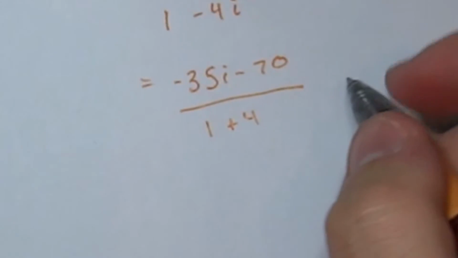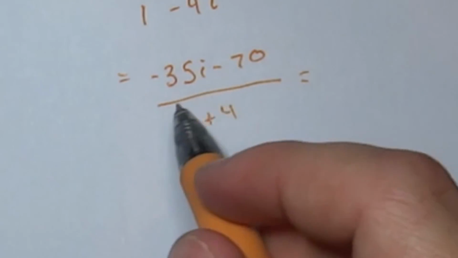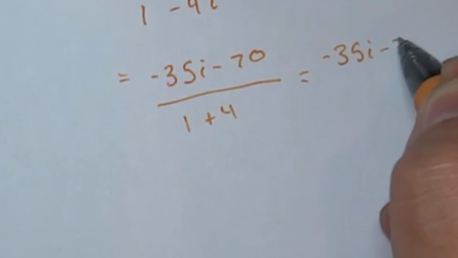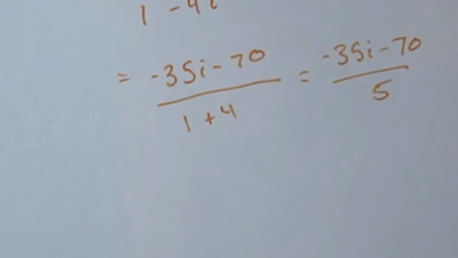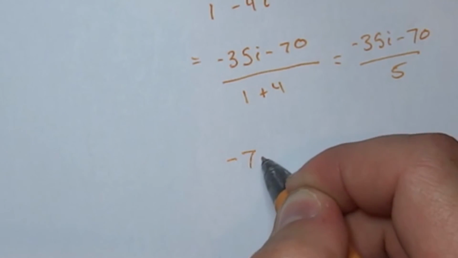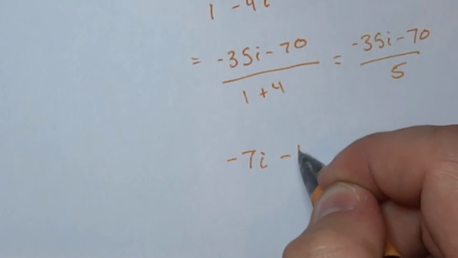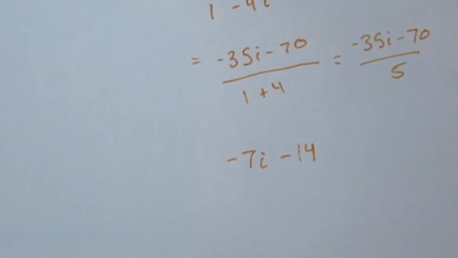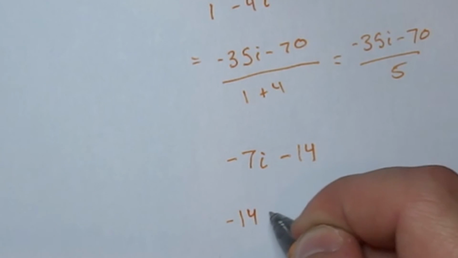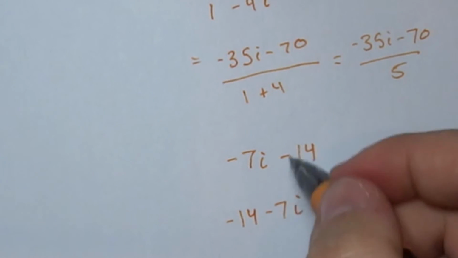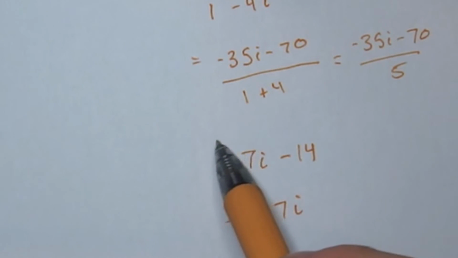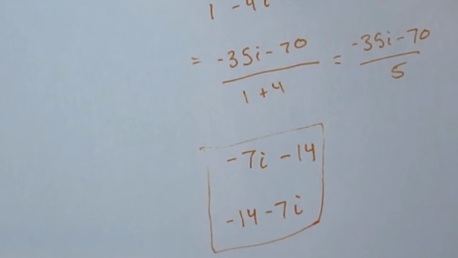And what does this simplify to? Well, it becomes negative 35i minus 70 over 5. What do we get when we divide that out? Well, we get negative 7i minus 14, which is actually what we got using the sum method. On the sum method, we got negative 14 minus 7i, and these are the same thing with just their orders switched around. So, as you can see, either method works, and they both give you the same answer.